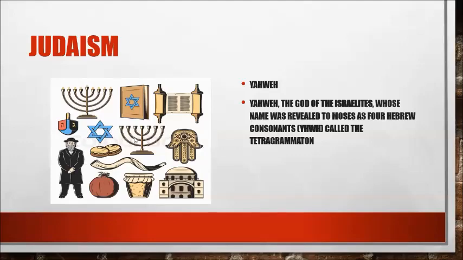Okay, at tinatawag nila sa Lord, sa pinaniniwalaan nilang God, ay Yahweh. Yahweh, ang sabi, the God of Israelites, whose name was revealed to Moses as 4 Hebrew consonants, Yahweh, called the Tetragrammaton. Ito yung tinatawag na Tetragrammaton, yung 4 na letters na yan.